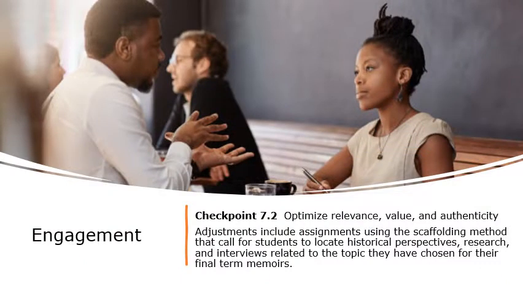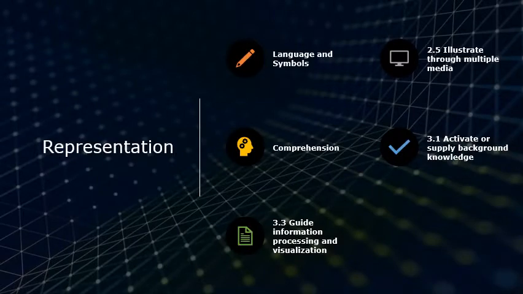Addressing the critical event required design adjustments, beginning with the UDL principle of engagement, specifically checkpoint 7.2, optimizing relevance, value, and authenticity. Due to the adjustments, students now have the opportunity to work using the scaffolding method and find historical perspectives, research, and interviews related to their topics. Furthering the development through representation, I made adjustments with the following checkpoints in mind: 2.5, 3.1, and 3.3. It's important to illustrate through multiple media, allow students to activate their background knowledge, and to better guide their information processing more holistically.